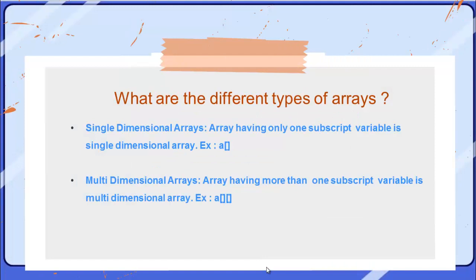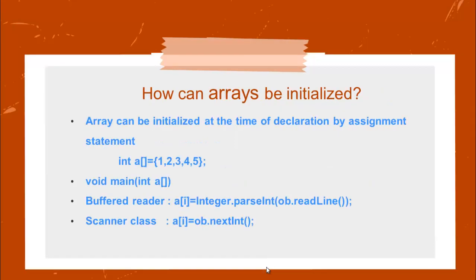Different types of array: single dimension array and double dimension array or multiple dimension array. An array having only one subscript is single dimension array. More than one subscript is multi-dimension array. How are arrays initialized? Array can be initialized at the time of declaration by assignment statement, by using the function argument, by buffer reader or scanner classes.